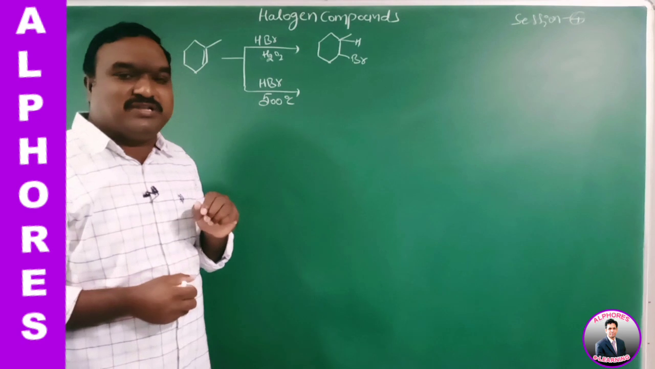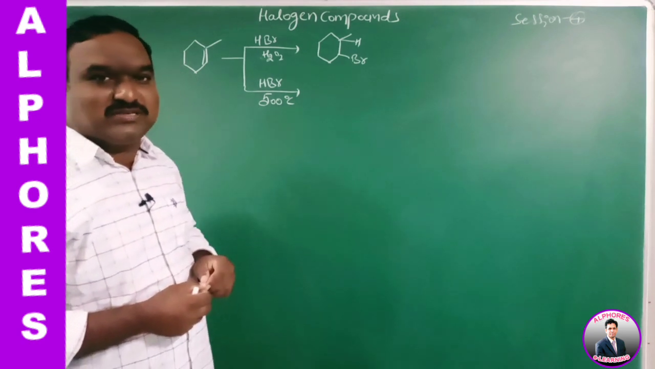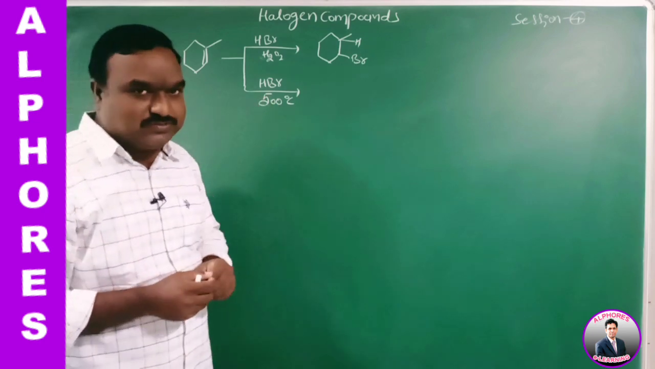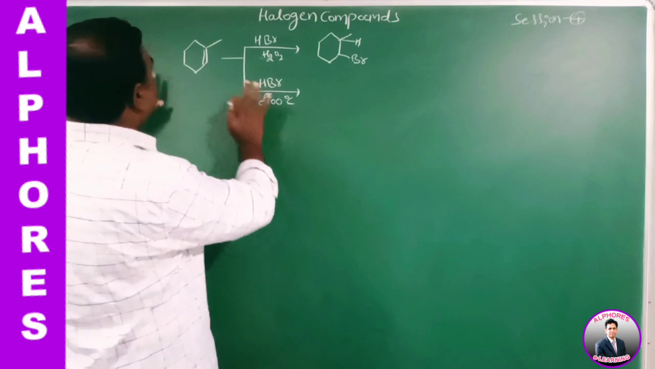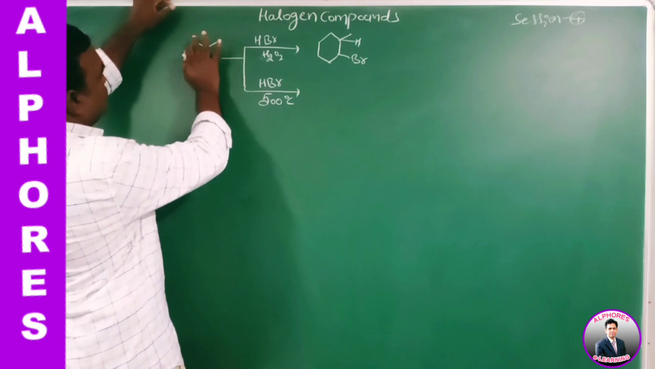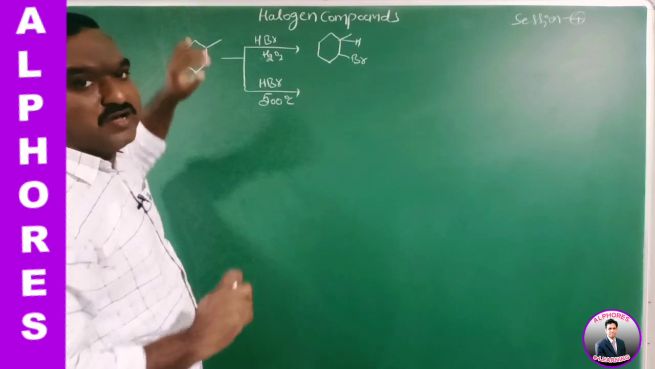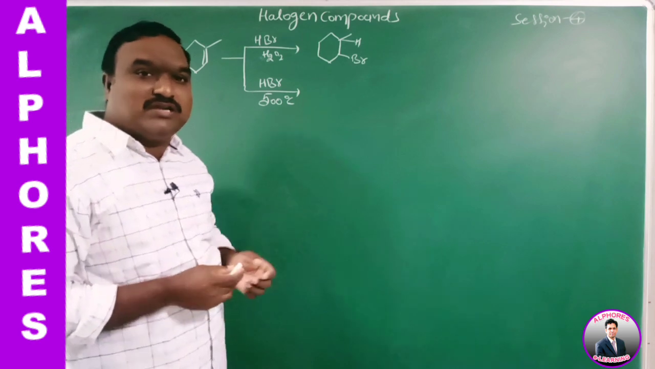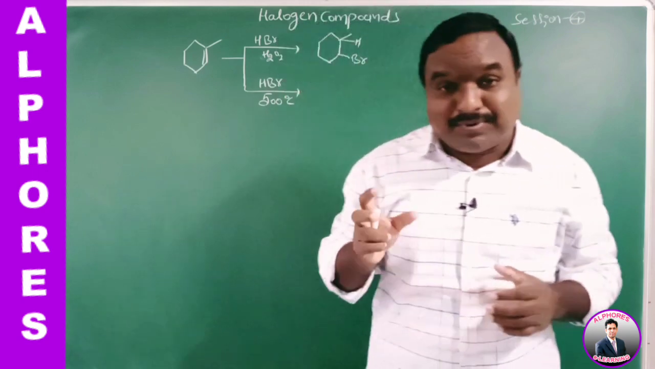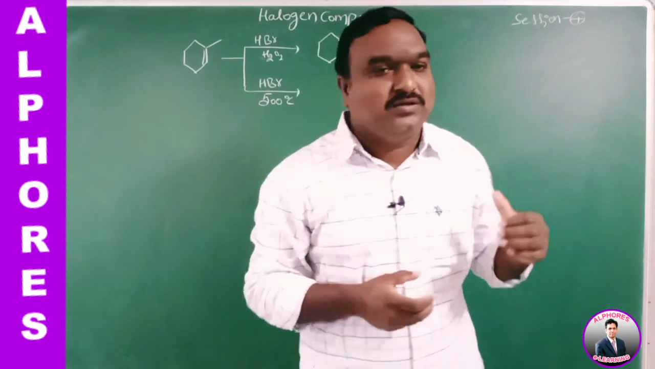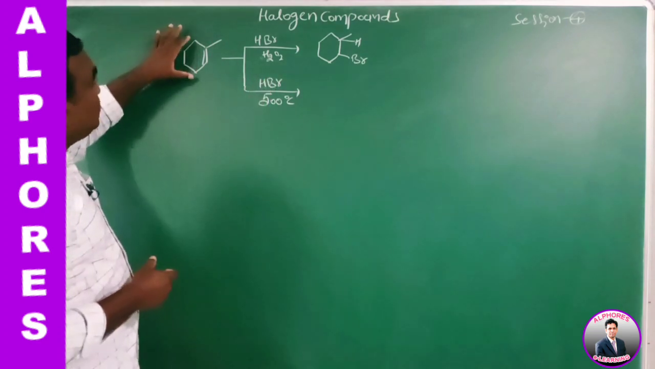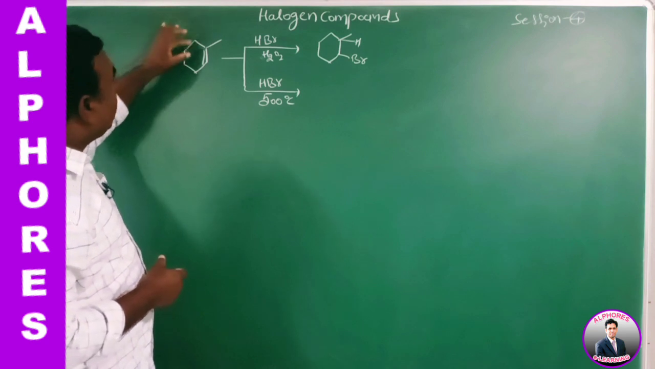Now if you go to the second one, HBr with 500 degrees centigrade temperature, or N-bromosuccinimide, or higher temperature, allylic halogenation is possible. Allylic halogenation means, according to the given structure, how many allylic carbons? Here 1, 2, 3. Total 3 allylic carbons are there. According to reactivity order, tertiary allylic is greater than secondary allylic, which is greater than primary allylic. But here primary and secondary allylic carbons are present. Then which one is given first priority, this one or this one?